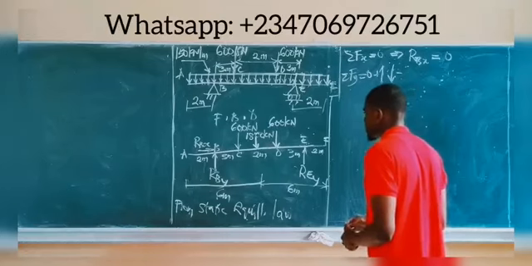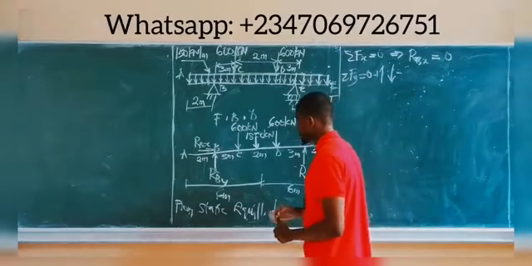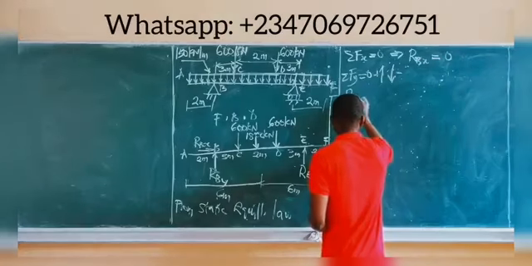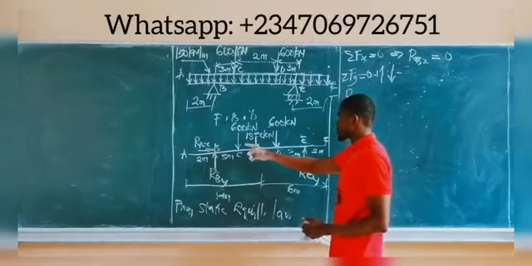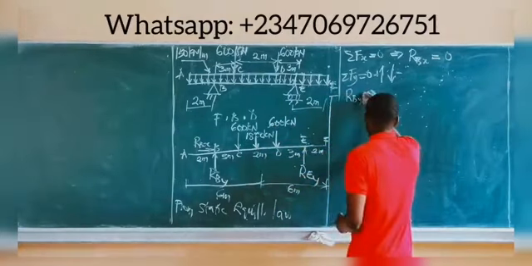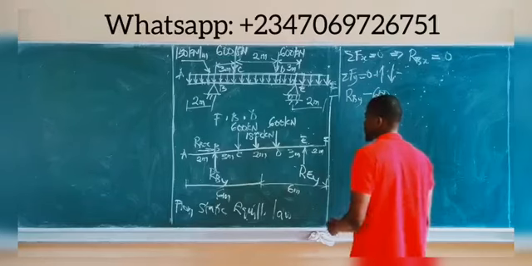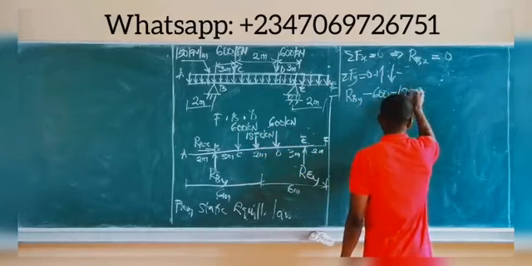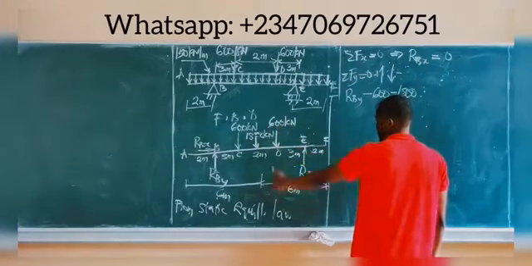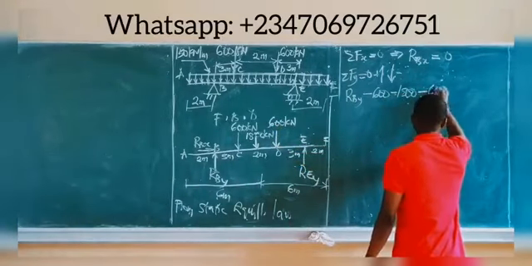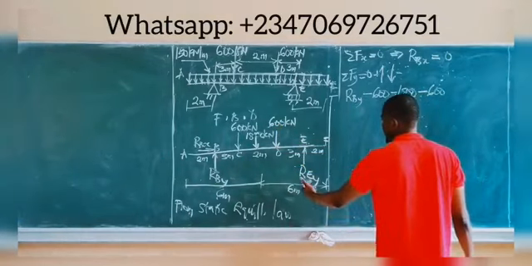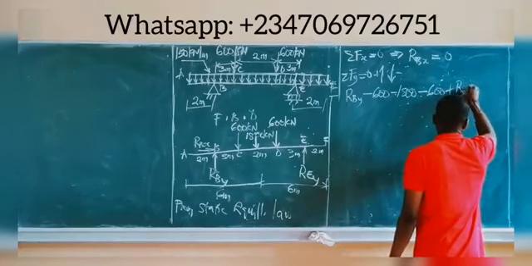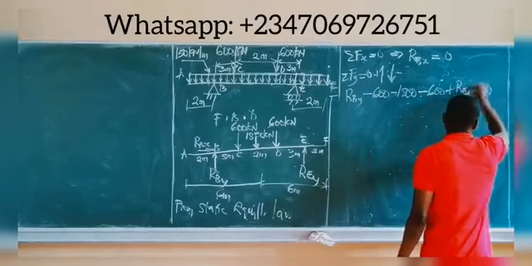Okay, so if that's the case, we'll now start to add all the forces from the system. So we have RBY pointing upward, so it's positive. Next we have 600 kilonewtons force acting downward, so it's negative, minus 600 kilonewtons. Next we have the 1800 kilonewtons force acting downward, negative, minus 1800. Next we have 600 kilonewtons force acting downward, so it's negative, minus 600. And finally we have REY pointing upward, so it's positive, plus REY, and this is equal to 0.